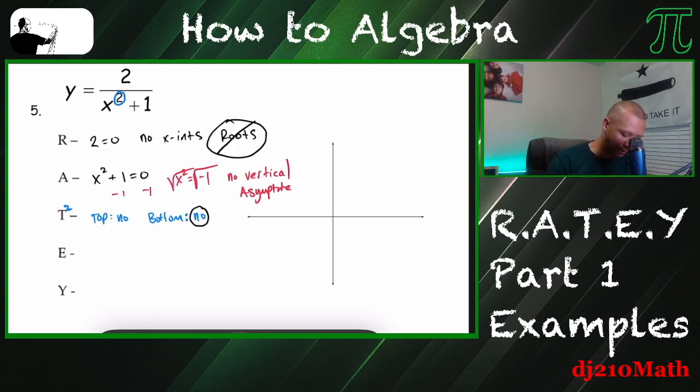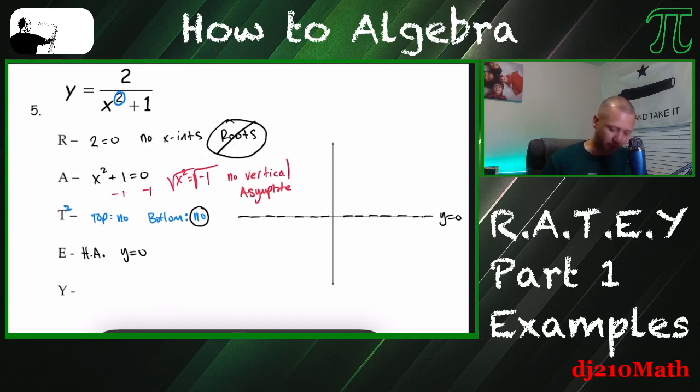All right. In behavior, we need a horizontal asymptote. So we have to compare the degree in the denominator versus the degree in the numerator. Degree in the bottom is 2. Degree in the numerator is basically 0 because there is no x in the numerator. So this is definitely bottom heavy. So y equals 0 is going to be the horizontal asymptote. Y equals 0.